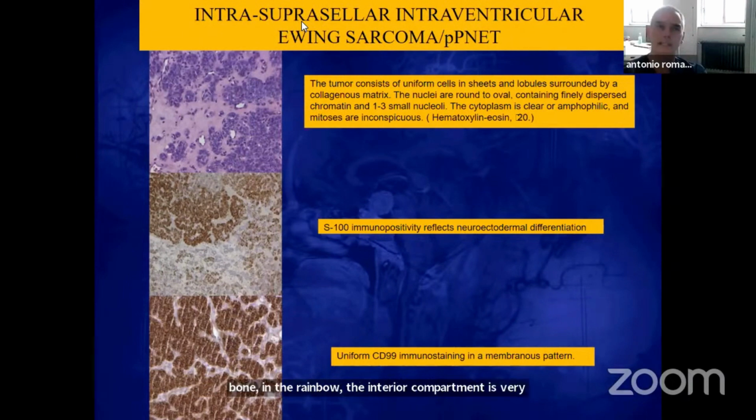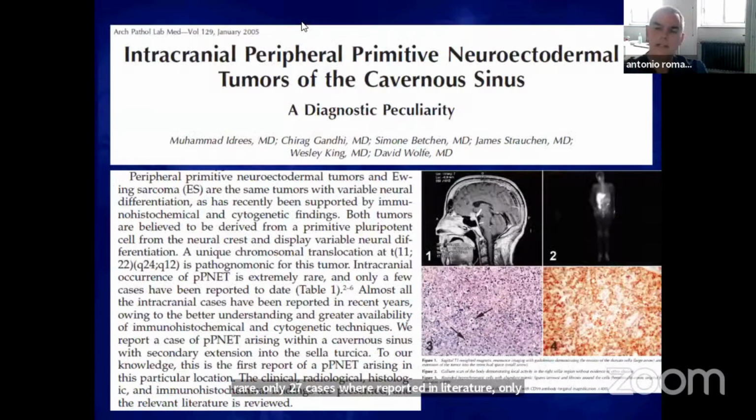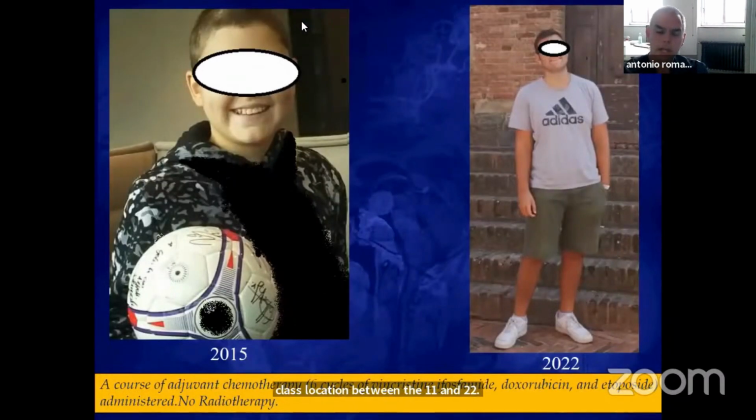Only 27 cases were reported in the literature. Only 1 case in the sphenoidal region, in which they took an intracranial biopsy. Genetic consultation is pathognomonic for the diagnosis, because there is a typical translocation between chromosomes 11 and 22. For the therapy, it is important to determine the surgical removal and the early diagnosis.